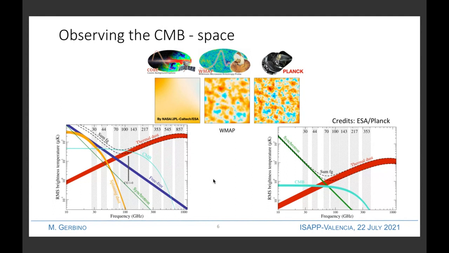We have had in the past three different satellites that have provided a more and more refined picture of the CMB anisotropies. We had COBE back in the 90s, then WMAP, and you can see already the comparison between the sensitivity or the angular resolution of COBE, the leftmost box in this slide, compared to WMAP. And finally, we had Planck in the past decade, which carried another huge improvement with respect to WMAP.